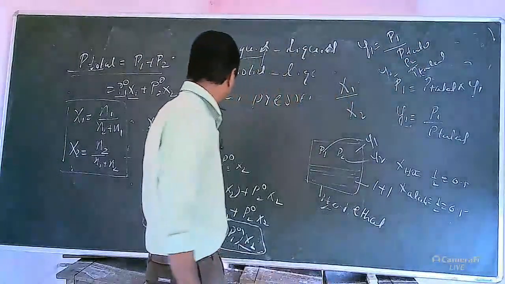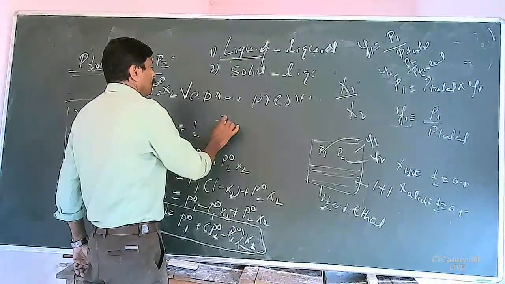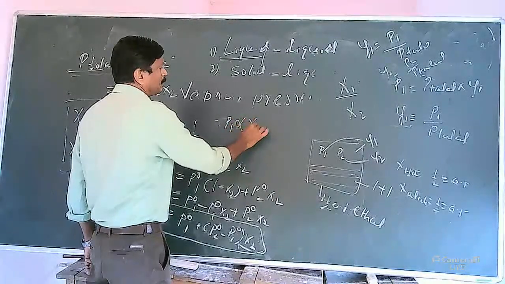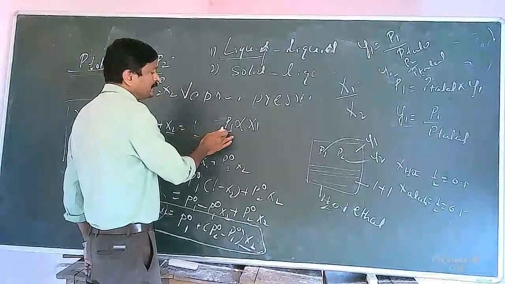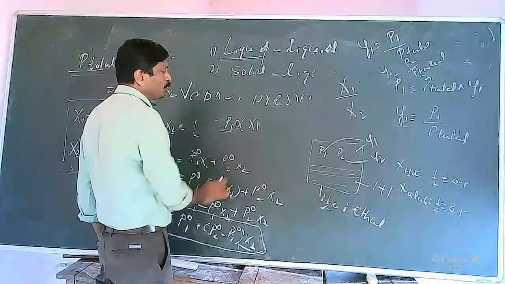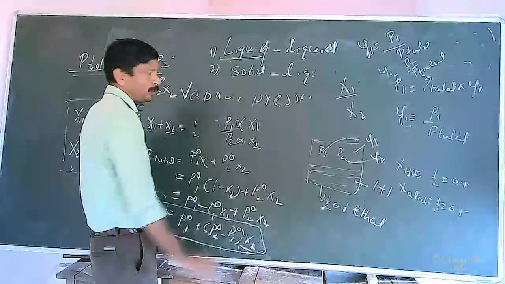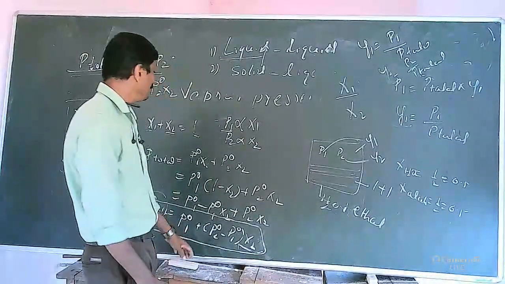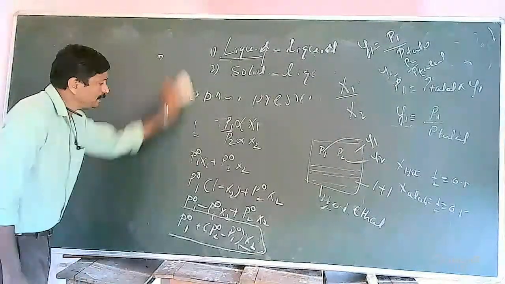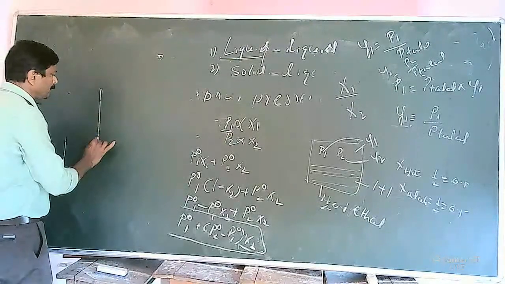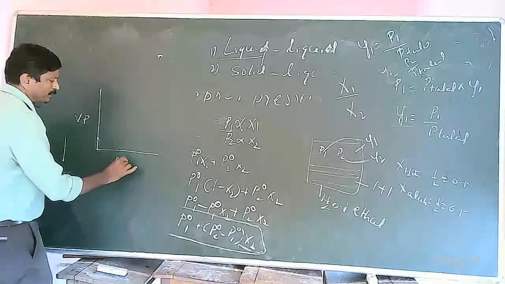See, how do you represent it graphically? Clear? What does Raoult's law say? Raoult's law is P1 is proportional to x1. The partial pressure of each volatile component is directly proportional to its mole fraction. Similarly, P2 is proportional to x2. Both are volatile. This is a liquid mixture. See, the second case: how do you represent this graphically? Already we know that this is the vapor pressure, this is the mole fraction.